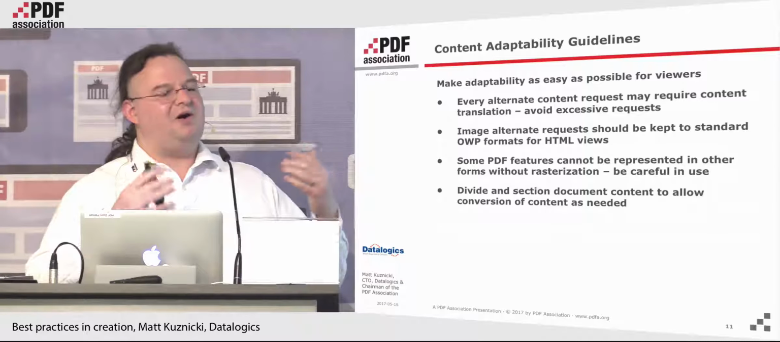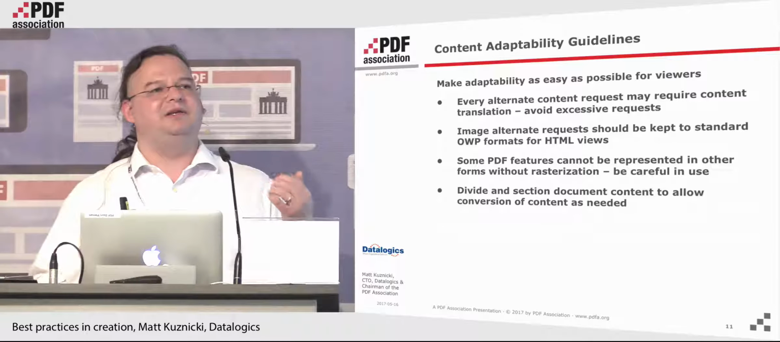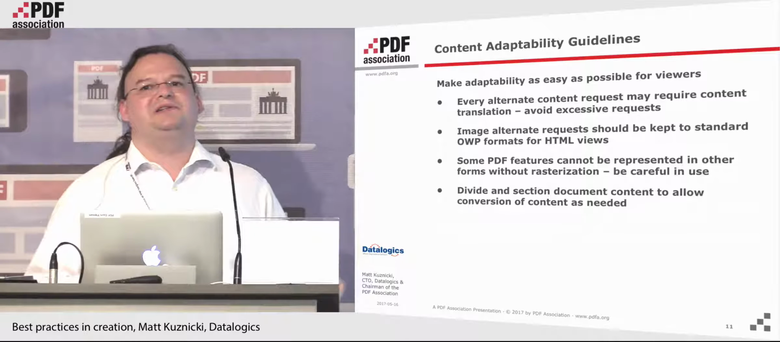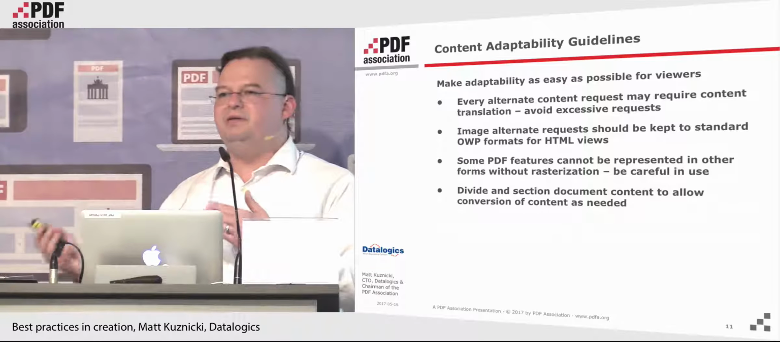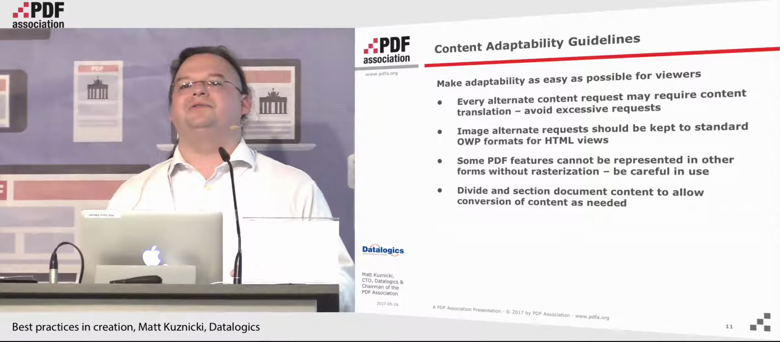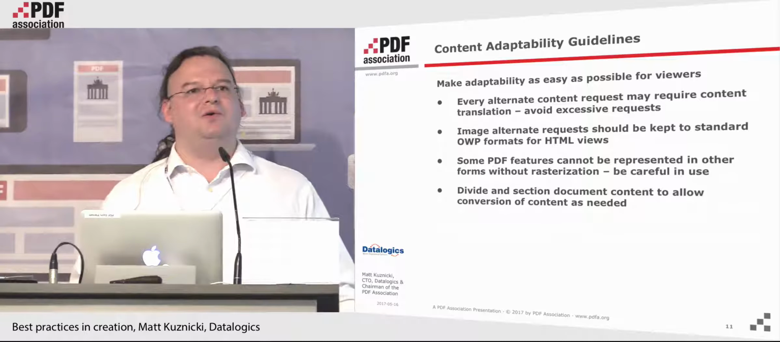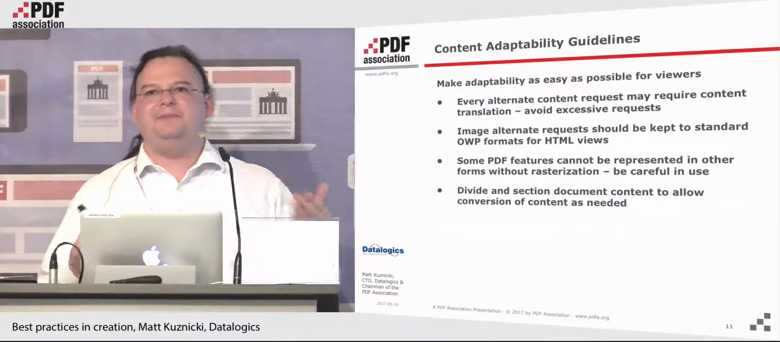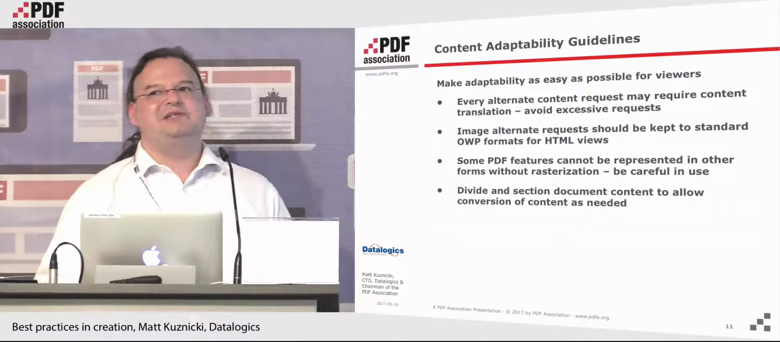So let's, as authors, as a best practice, make adaptability, make the ability to generate alternative presentations, as easy as possible for next generation PDF processors. What does that mean? Well, that means avoiding excessive requests for alternate content. Every time we're going to transcode or change the format of an alternate or generate an alternate, this will take processing power. This will take time. This will take very precious time.